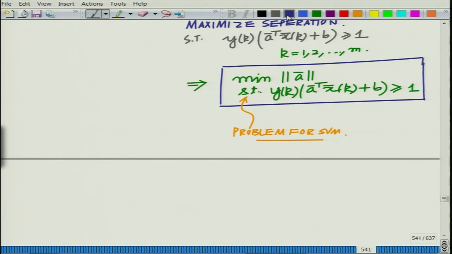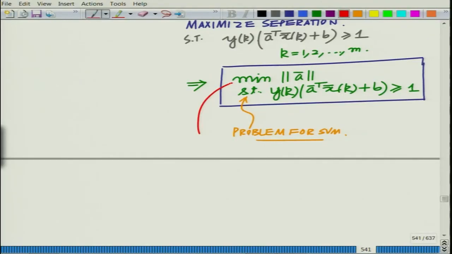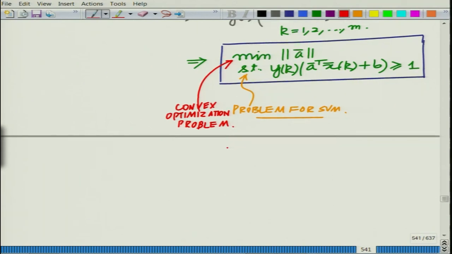This is what is known as a convex optimization problem. You have the objective function, you have the constraints, and this is a convex optimization problem, which can be solved efficiently using several software tools, or rather computational tools, such as, for instance, CVX. One can readily solve this using several computational tools.